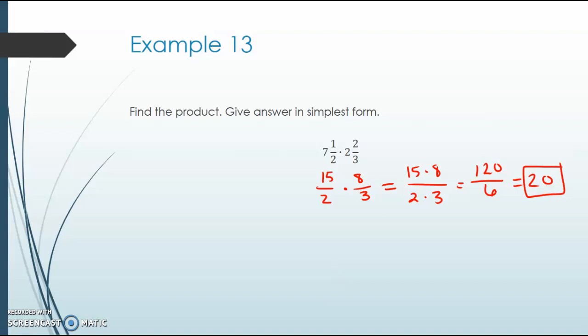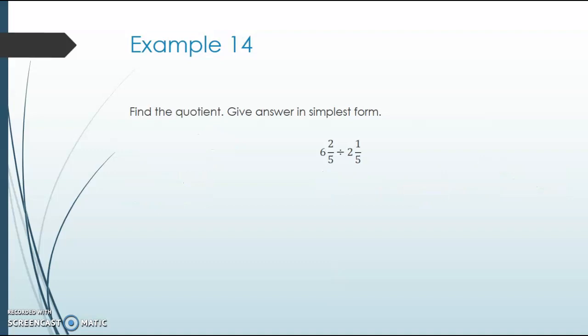And you don't have to worry about any fractions because 20 is a whole number. And so again, your first step here is to make mixed numbers improper, and then to multiply. But again, you have to make them improper in order to do that.